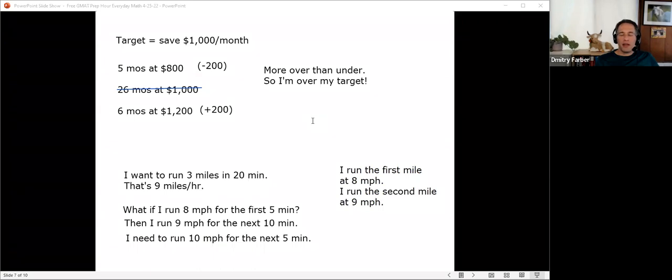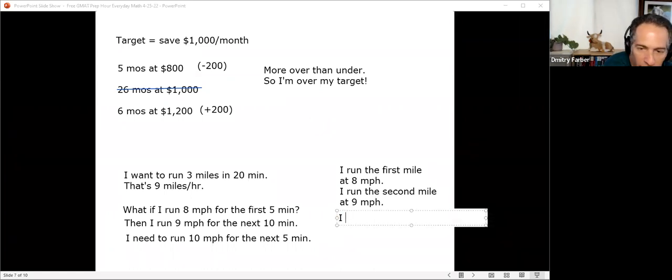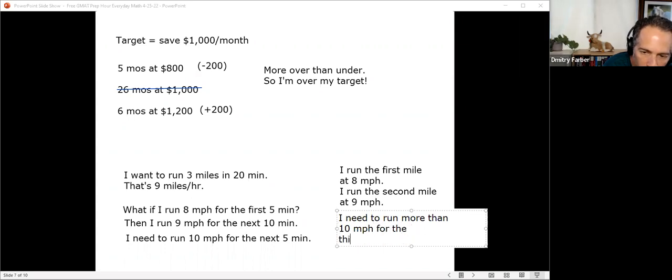Because if I do that, I can't just make up for it by running 10 miles an hour. And we saw why, right? Because when I run 1 mile an hour faster, the difference in time shrinks every time I go up the chain. And so the loss I had from running 1 mile an hour too slow needs to be offset by more than one on the other side. So I may not want to calculate it, but I can know I need to run more than 10 miles an hour for the third mile to hit my goal. And that's the idea of weighted averages.